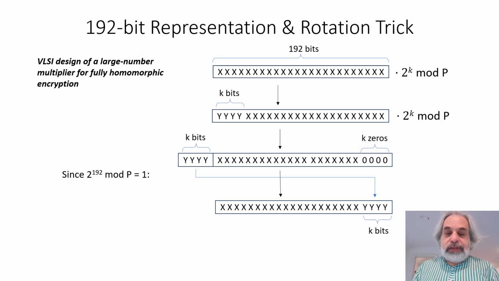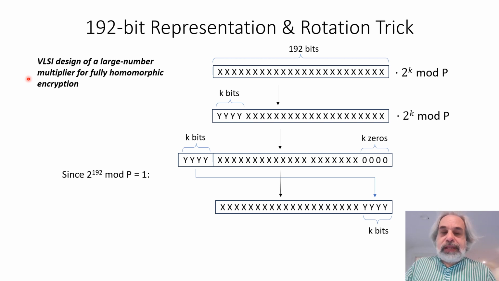All of that is all well and good, but I still think it's worth noting that even doing the standard representation, you can potentially have a large number of instructions to actually do the reduction to make sure it's between 0 and p minus 1. So in this paper, the VLSI design of a large number multiplier for homomorphic encryption, they introduced a new idea, which is to use 192-bit redundant representation. So instead of having your finite field values being 64 bits, between 0 and p minus 1, you let them kind of explode in size up to 192 bits.